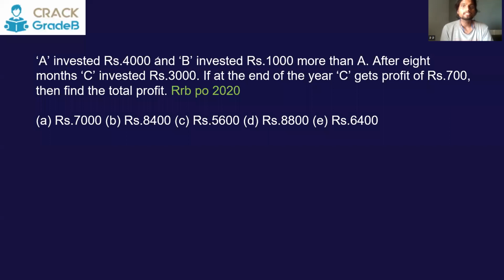Let's see one more. A invested 4,000 and B invested 1,000 more than A. So if A invested 4,000, B is going to invest 5,000, 1,000 more than A. After 8 months, C invested 3,000. The profit is said to be at the end of the year. So A's 4,000 will be for 12 months. B's also will be for 12 months, but C's will be for only 4 months as he invested after 8 months. So this is how they are going to divide their profit.